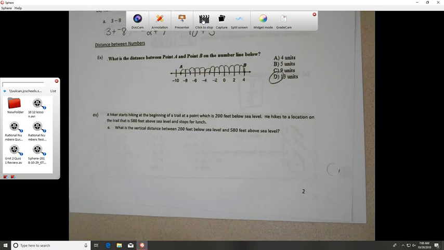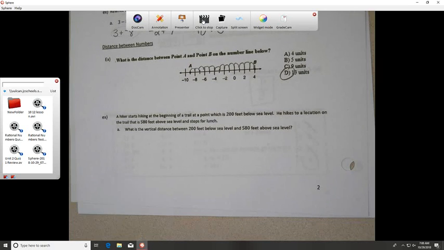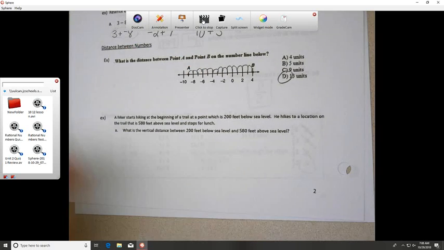This one says, a hiker starts hiking at the beginning of a trail at a point which is 200 feet below sea level. He hikes to a location on the trail that's 580 feet above sea level and stops for lunch. What is the vertical distance between 200 feet below sea level and 580 feet above sea level? So this is where we said we could use a number line model without actually counting each space. So I'm going to draw a vertical number line here. I'll put 0 right in the middle.